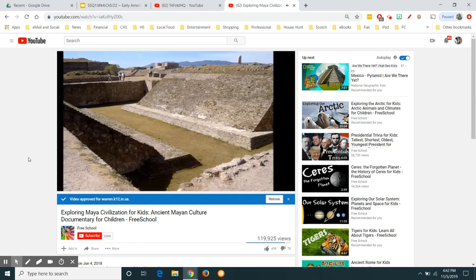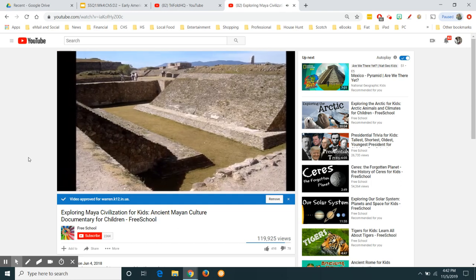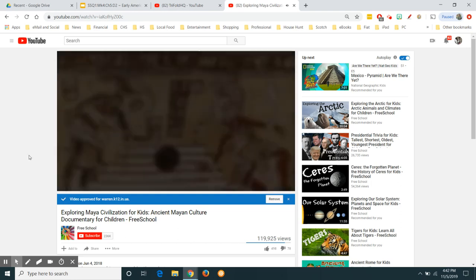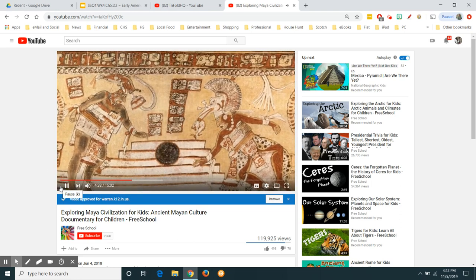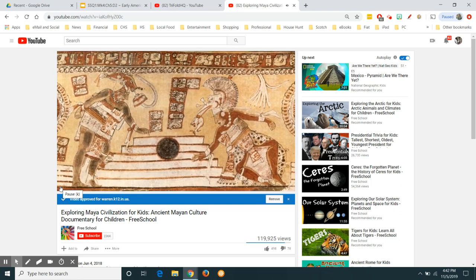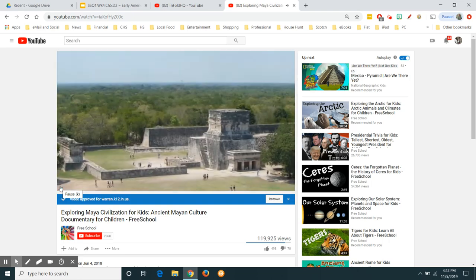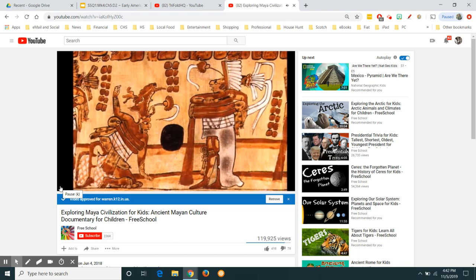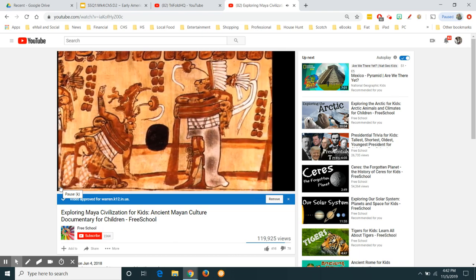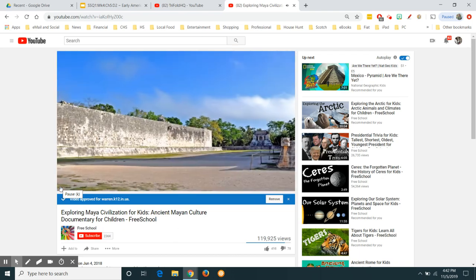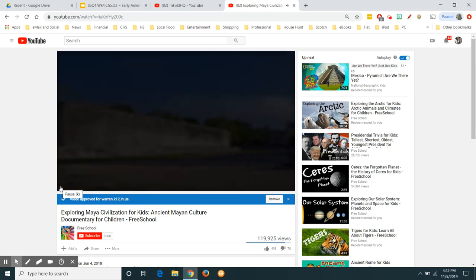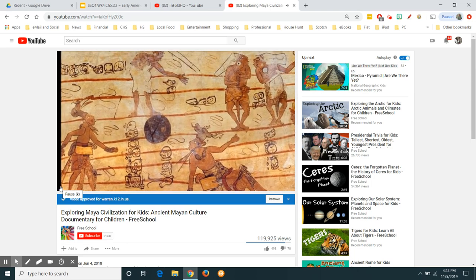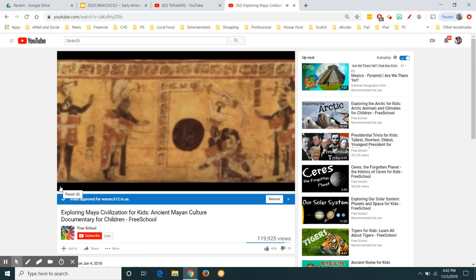Another common feature of Maya cities were large stone courts that could be used to play a sport known simply as the ball game. The Maya ball game was central to their culture and their cities, and was a symbol of their wealth and power. The stone courts had high sides where people could sit and watch as two teams competed for control of a heavy ball made of rubber.